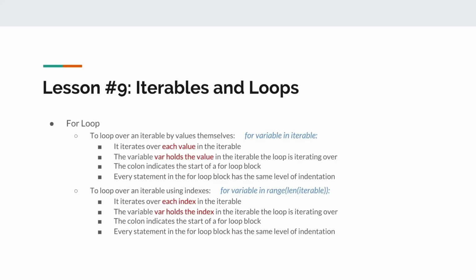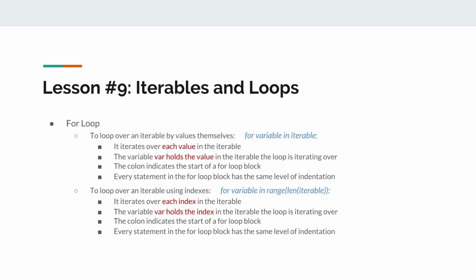This iterates over the values one by one during each iteration of the loop. The value that is currently being iterated over is assigned to the variable defined with the for loop. Just like conditional blocks, we have loop blocks that work exactly the same way. The colon at the end of the for statement indicates the start of the loop block. All the statements in the loop block have the same level of indentation.